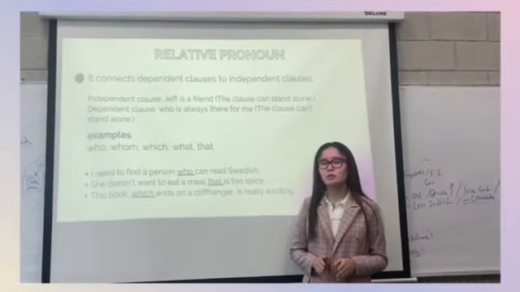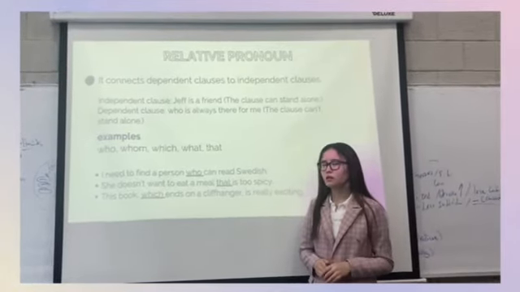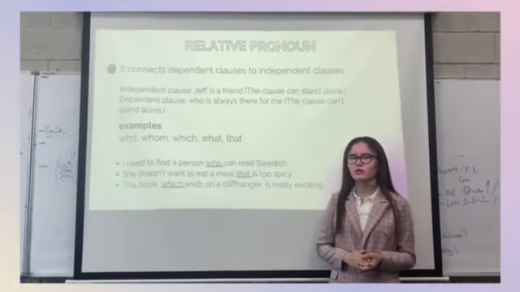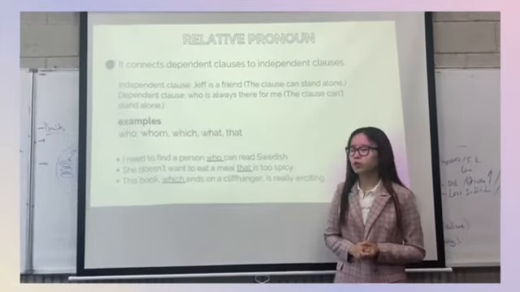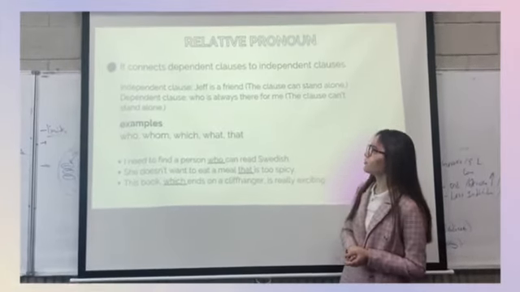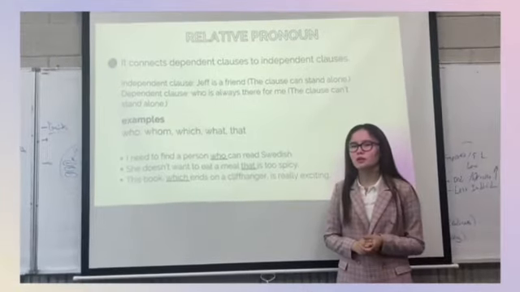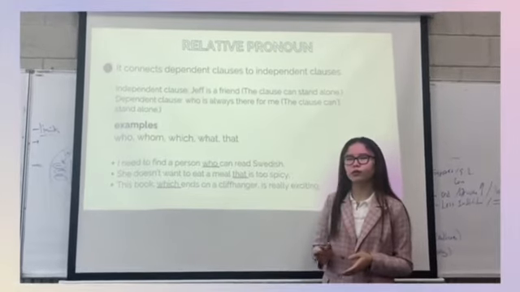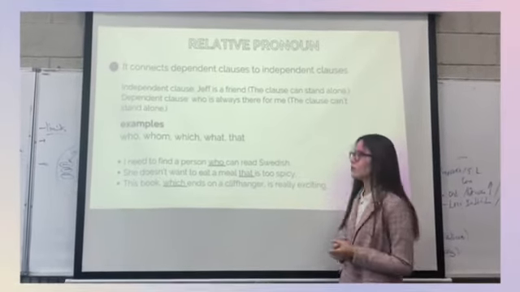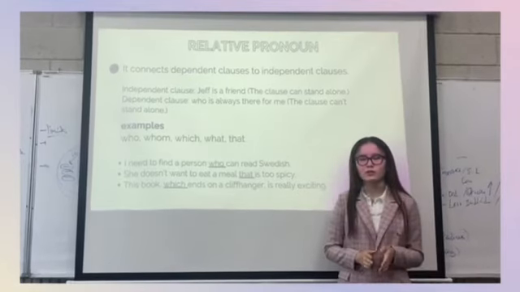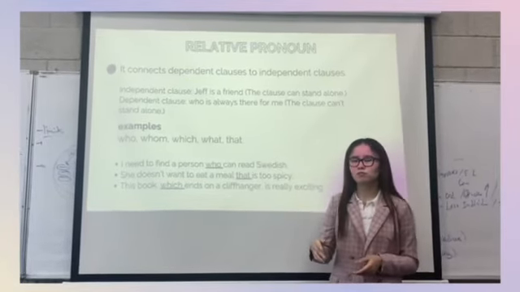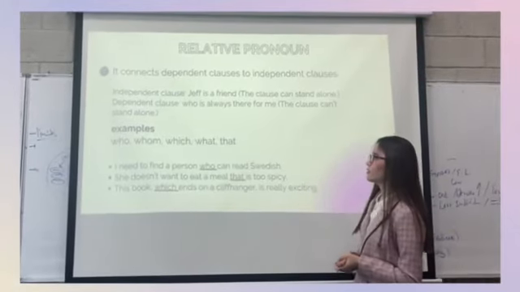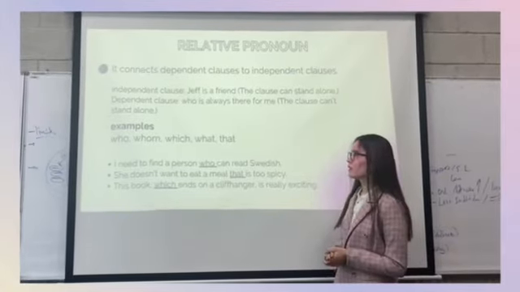The next type of pronoun is the relative pronoun. It is a pronoun that marks a relative clause, and it connects a dependent clause to an independent clause. You might be confused about the meaning of these words, so let's look at this sentence. "Jeff is a friend who is always there for me." Here, "Jeff is a friend" is an independent clause, since it can stand alone without any other sentences. And "who is always there for me" is a dependent clause, since it directly depends on the first clause, "Jeff is a friend." Examples of relative pronouns are who, whom, which, what, and that.